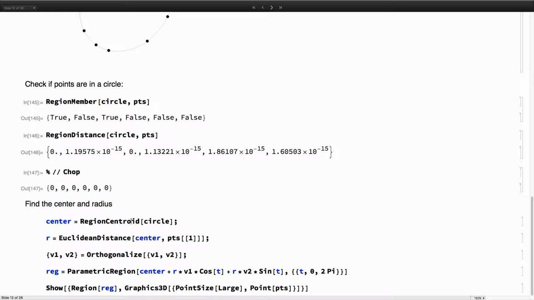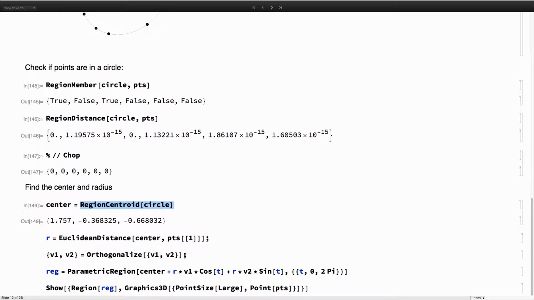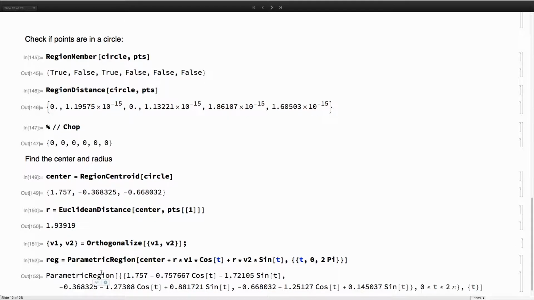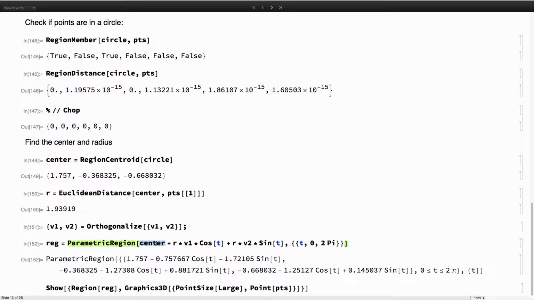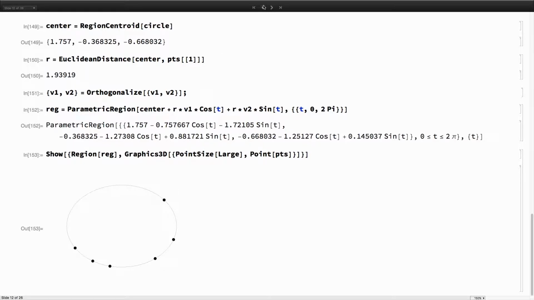And for computing the center, you just use the RegionCentroid of the circle we found, and the radius will be just the distance between the center we found and any point. So this is the radius. And to verify this is actually the circle we want, I just use some formula for a parametric circle in 3D and see that it is the circle we want.